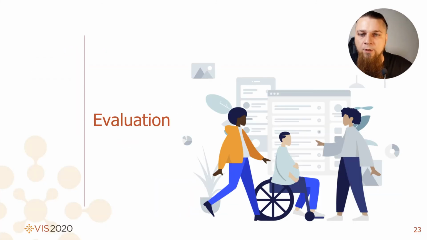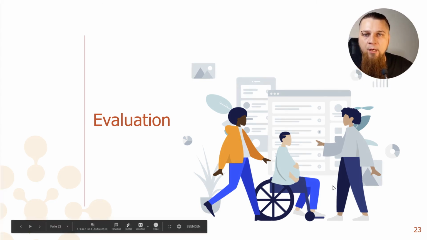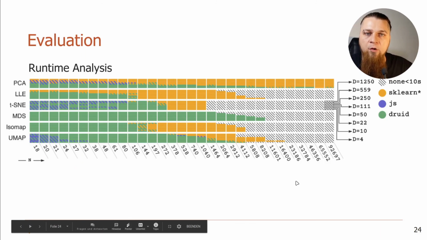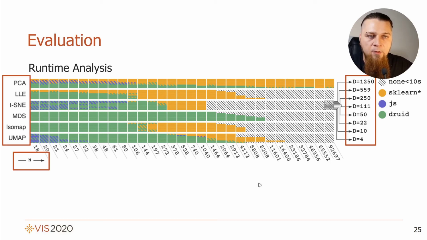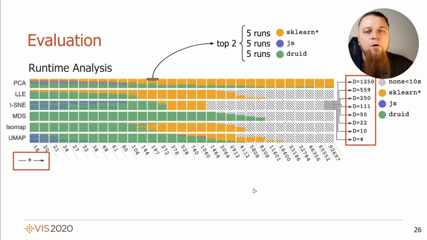So now to the evaluation. We evaluated DruidJS by comparing the runtimes of the Python implementations of scikit-learn and UMAP and the existing JavaScript libraries. Each row represents a DR method, each column a dataset length, and each line in the boxes a dimensionality of the dataset. For each line, we show the 2 fastest libraries of the 5 runs per library, and stopped for higher dataset sizes if the run time exceeds 10 seconds.